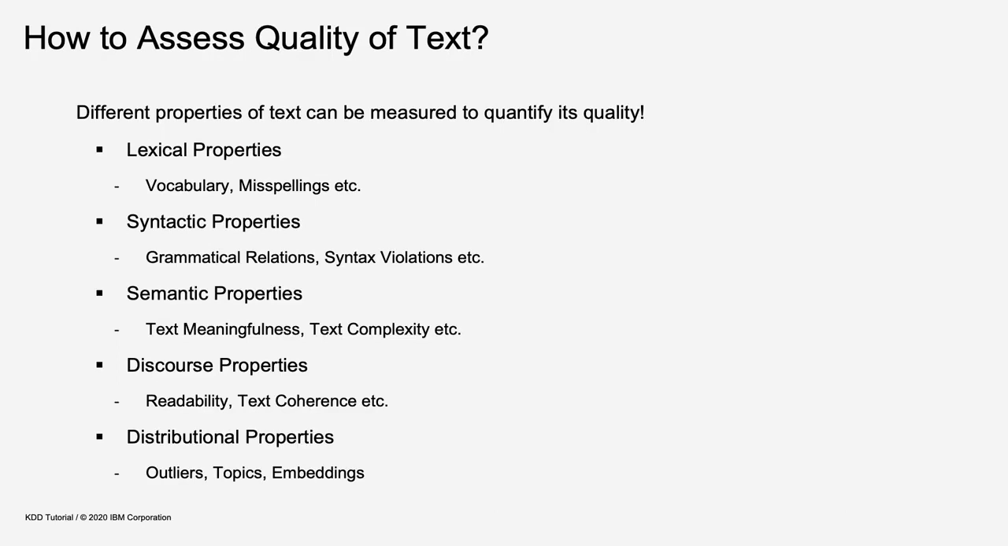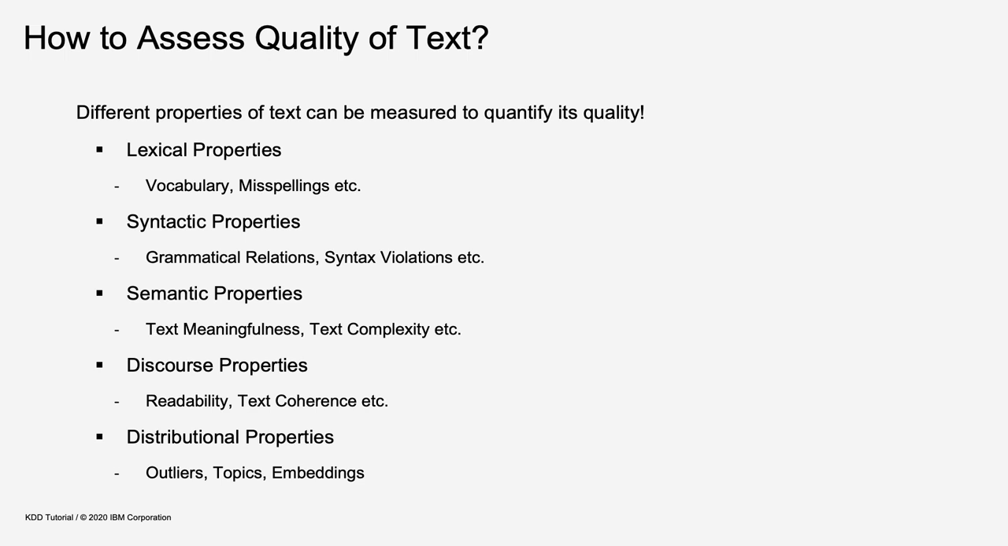So, how exactly can we assess the quality of text? There are many different properties associated with the text data, and we can probe into these different properties to capture the quality of the text data. We can assess the lexical properties of the text data, such as the vocabulary size and diversity, the misspellings, etc. We can assess syntactic properties of the text, such as the POS tags, the grammatical relationship between different parts of the text, identify syntax violations, etc.